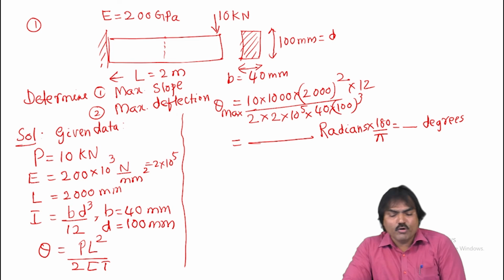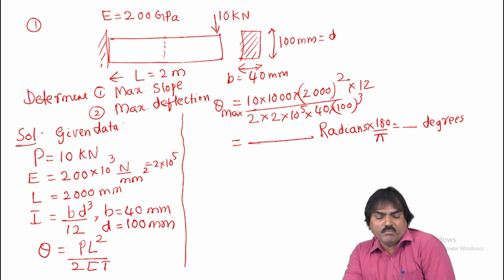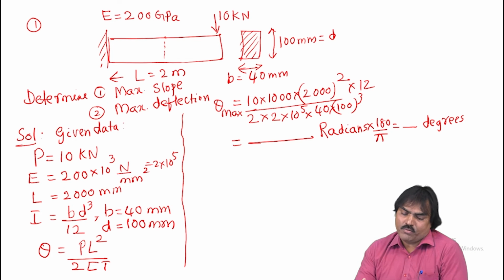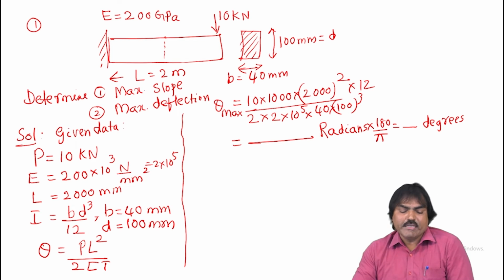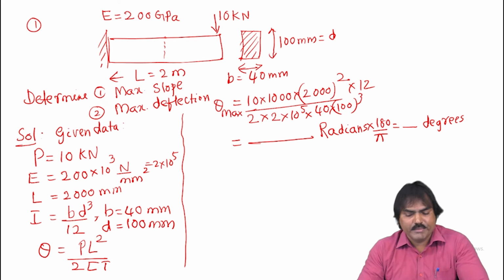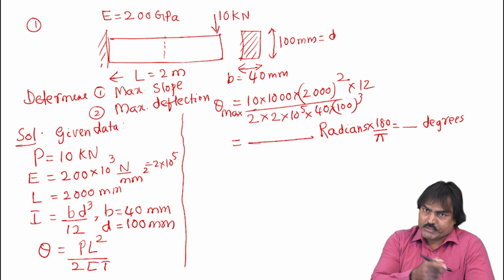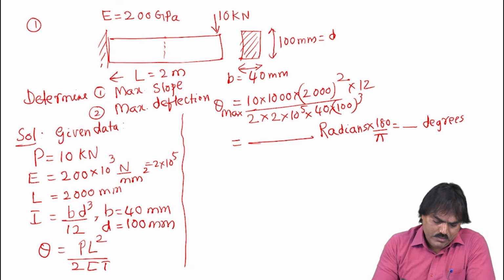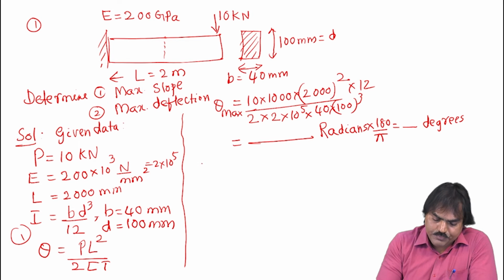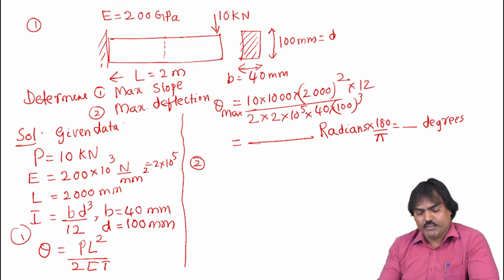So generally, the thumb rule of the structural design is the slope should not exceed 1 degree for a safe design. That's one kind of thumb rule. You see how much slope you will get. Definitely that will be less than 1 degree only. Then only we can say the structure is reliable and safe. This is the first one, slope. The second one is deflection.